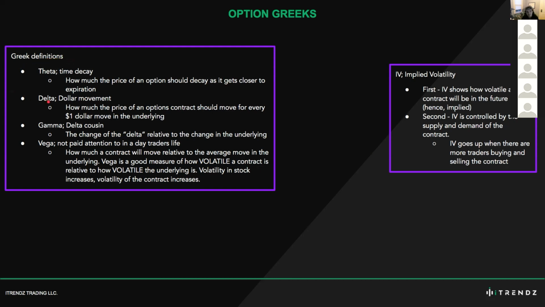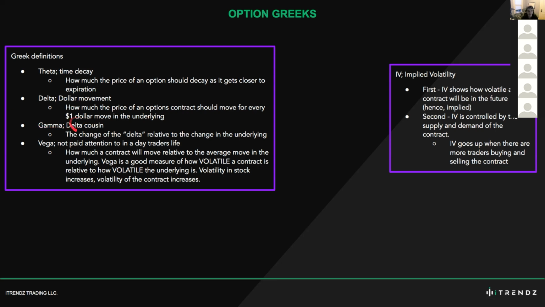The delta is the next Greek that we're going to look at. Delta is just the dollar movement. So if a stock moves $1, the contract will move X amount of dollars. That's what your delta is telling you. So if the contract's delta is $14, every dollar move in the stock will be $14. That's the leverage aspect to it.